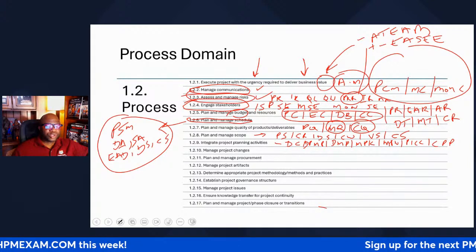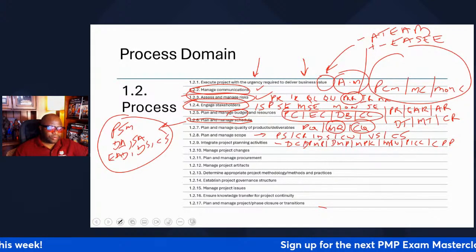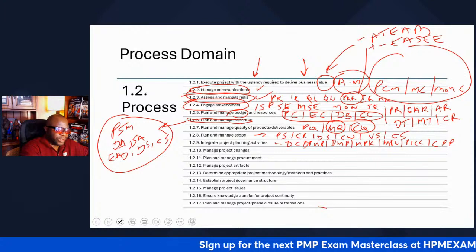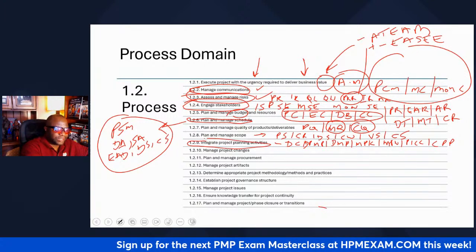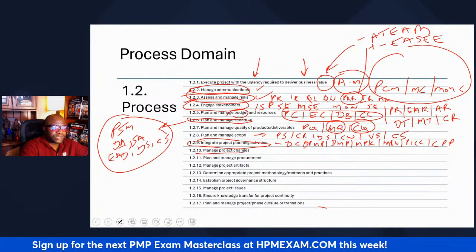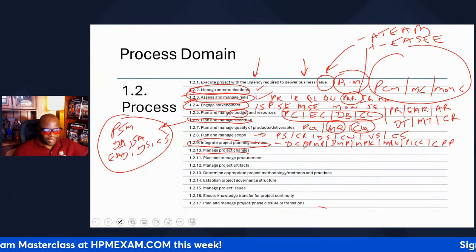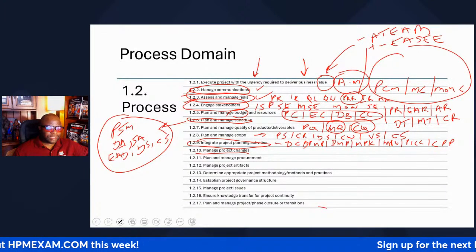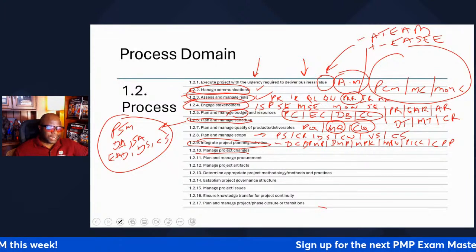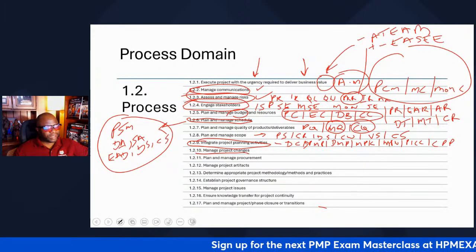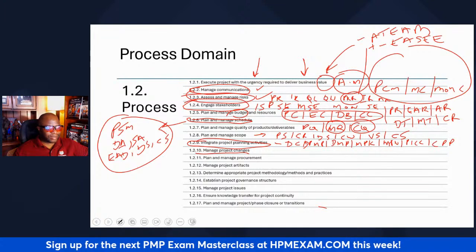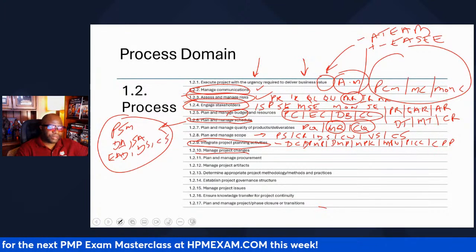Moving on from integrate project plan activities, just a quick note that the integration in Agile is done by the team. Manage project changes. The way we manage change in Agile is different. In Agile, our change management is fluid, dynamic. We welcome changes even late in development. Agile processes harness change, as the Agile Manifesto says, for the customer's competitive advantage.